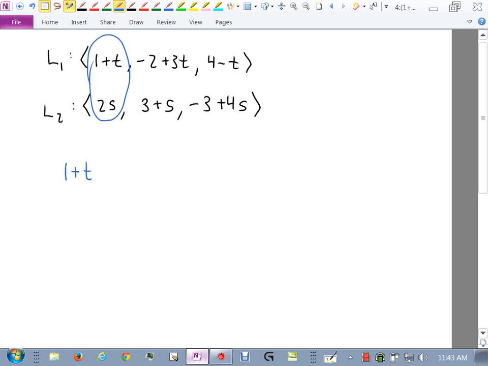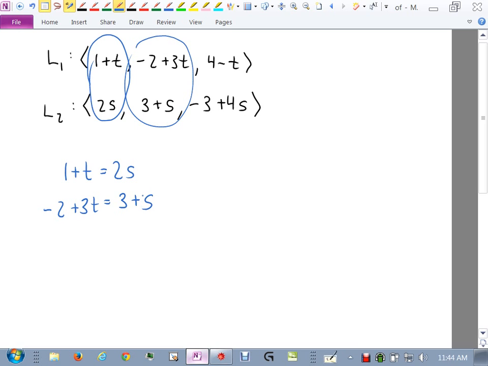1 plus t must equal 2s, right? So I have one equation, how many variables? Right there, 2? Okay, that's not enough to solve. So now I go to the next one, right? Negative 2 plus 3t equals 3 plus s. Now I have two equations, right?